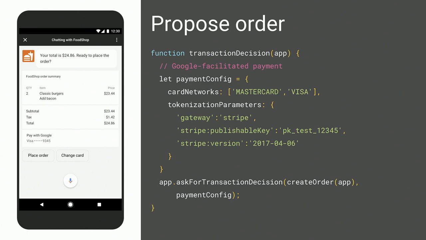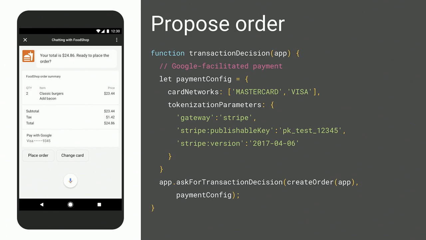So now we have our cart and our order, and we're going to propose the order to the user, to present it to the user. So first, we define our payment configuration parameters. So in this case, I want Google to provide a payment instrument for the user. This is using Google facilitated payments. So as Dave talked about earlier, this allows the user to select their card on file with Google. So if I set this input to the proposed order method, the user will get a list of their credit cards that match the set of filter criteria that I set up. So here I'm specifying that I only support Visa and MasterCard, and I'm also setting the tokenization parameters specific to my payment processor. In this case, I'm using Stripe.